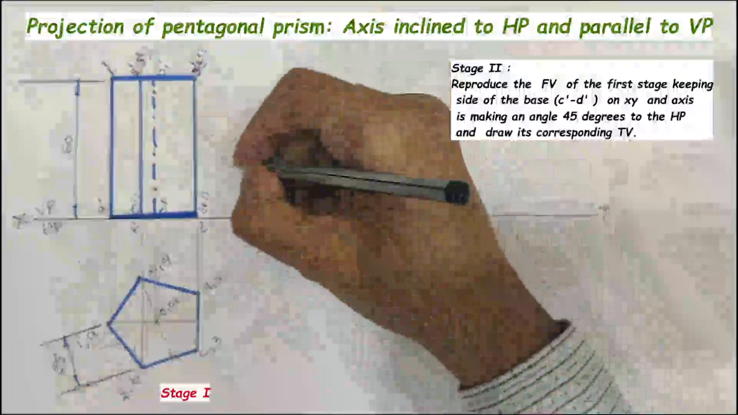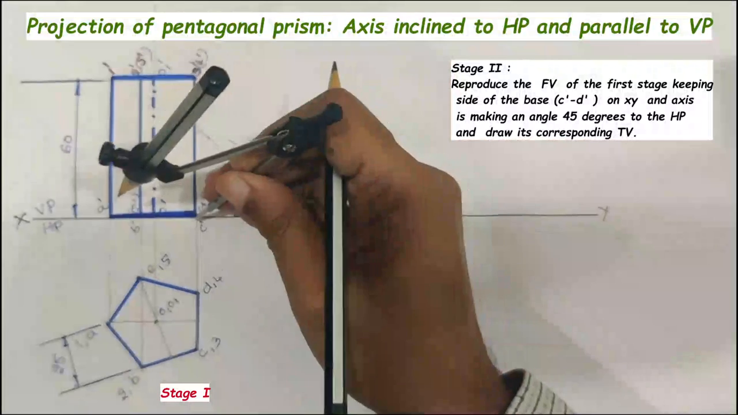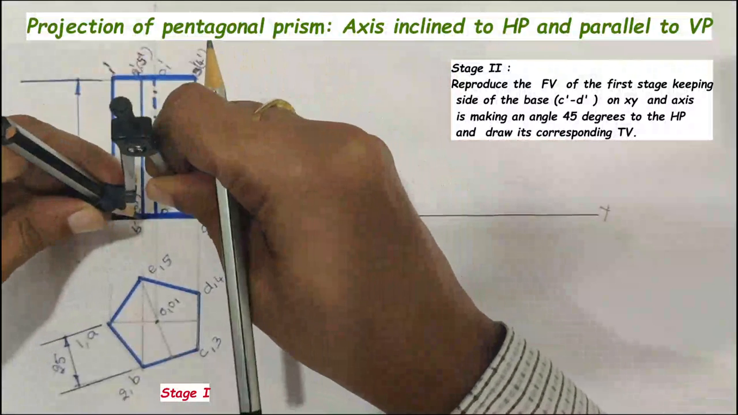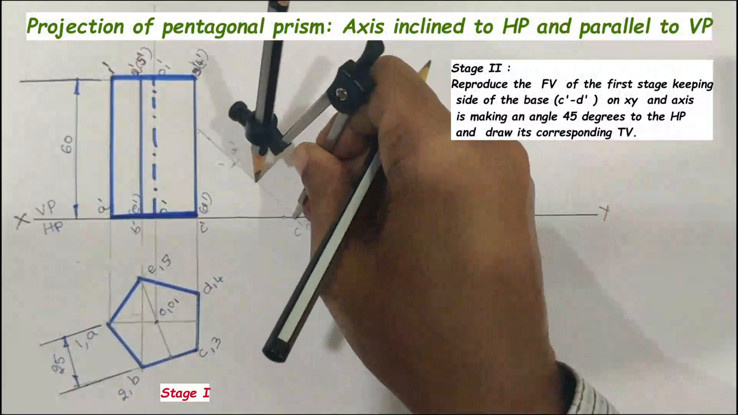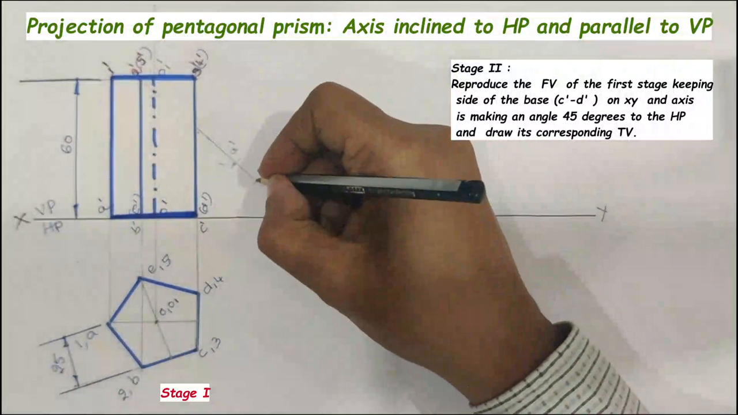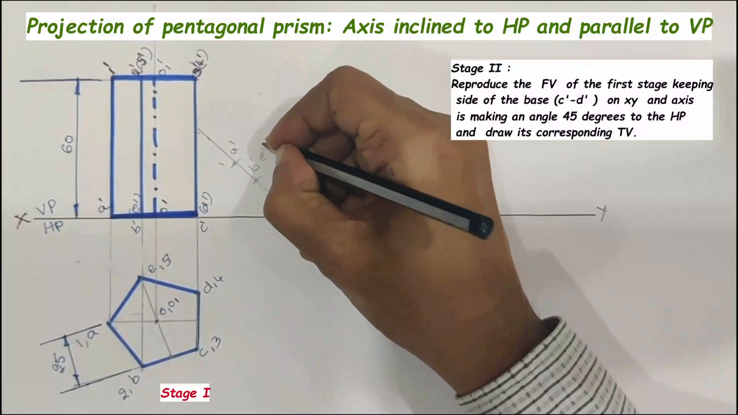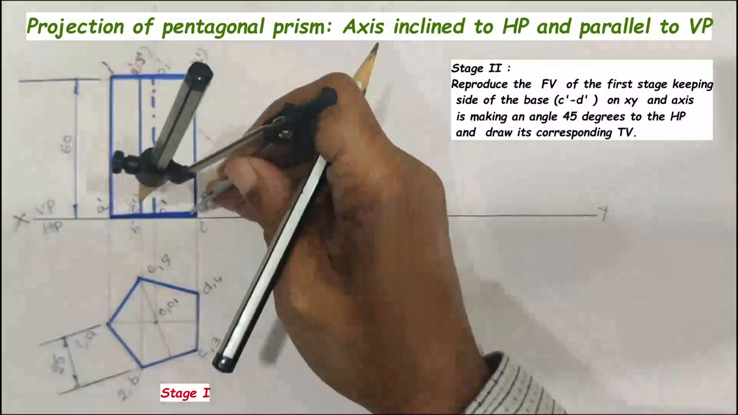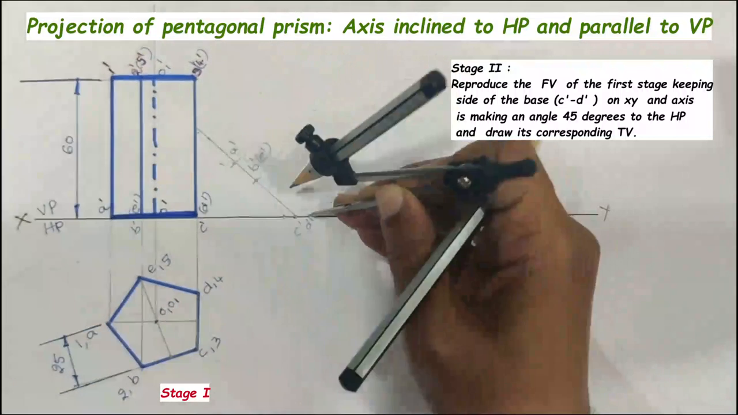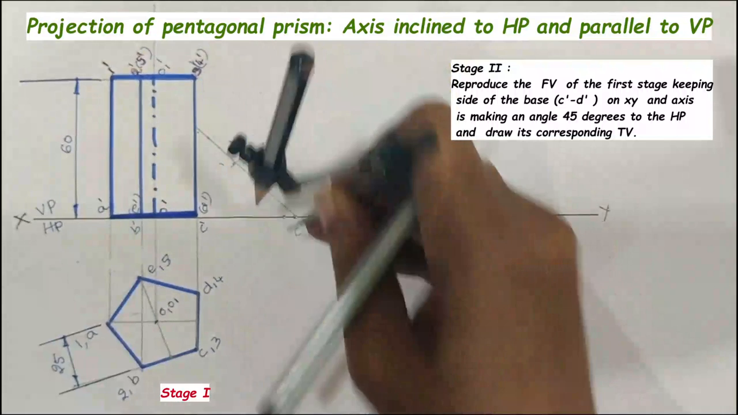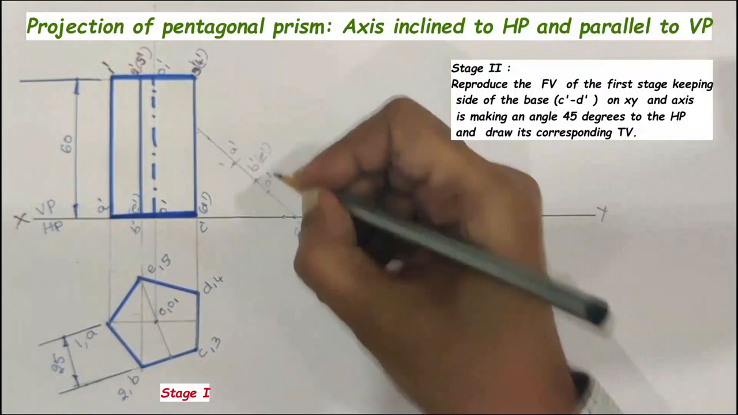Name this point as A dash. With C dash B dash as a radius and C dash as a center, draw an arc. Name this point as B dash and E dash. Similarly, with C dash O dash as a radius, name this point as O dash.